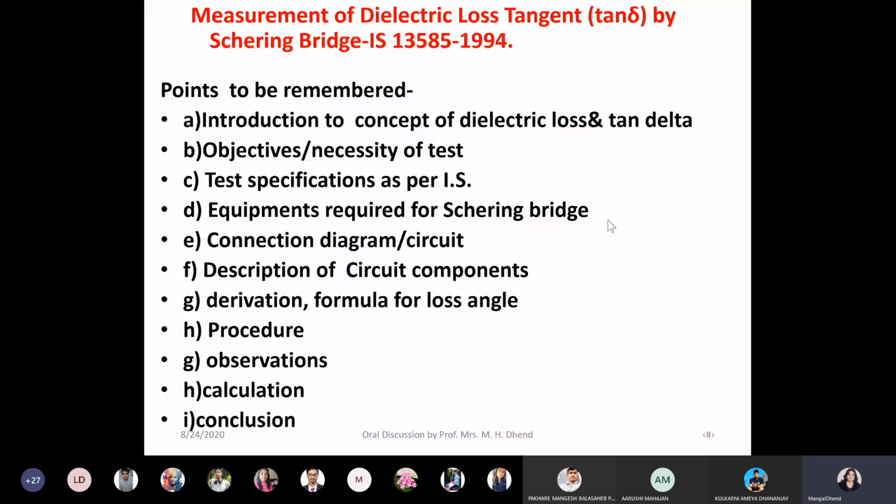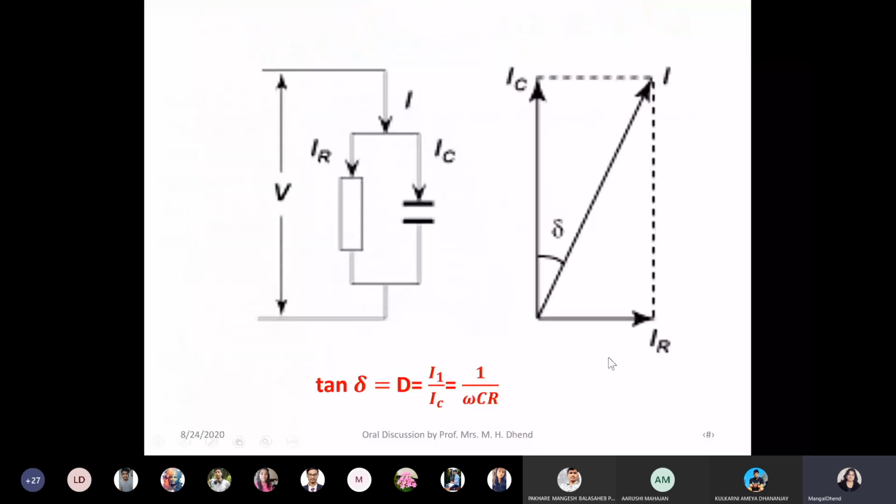So the equipment required will be for the Schering bridge. We will discuss it. Connection diagram we will discuss. Then description of circuit components we will discuss. Then the formula for loss angle we will discuss. Then procedure, observation table, calculations and conclusions. So let us start one point by another.